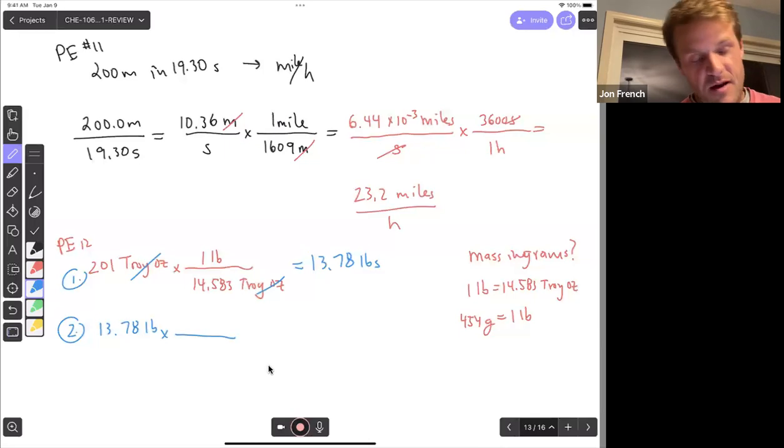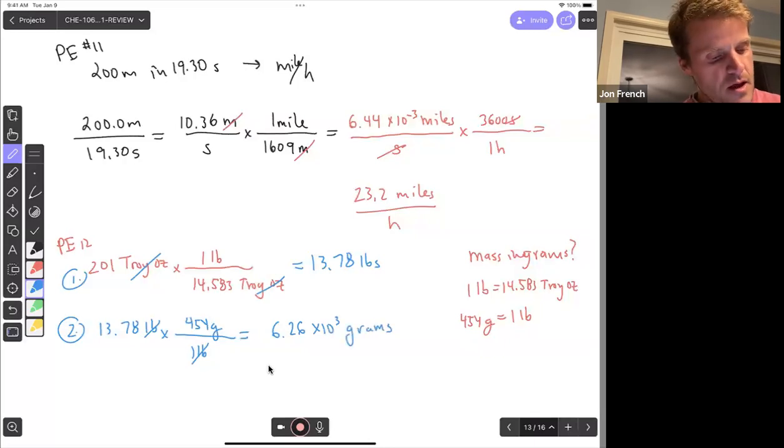Once we're in pounds, we can go from pounds to grams, because we know for every 1 pound, 454 grams. So pounds cancel out, we multiply by 454, and I get 6.26 times 10 to the 3 grams. 3 significant figures, because 201 troy ounces is 3 significant figures.